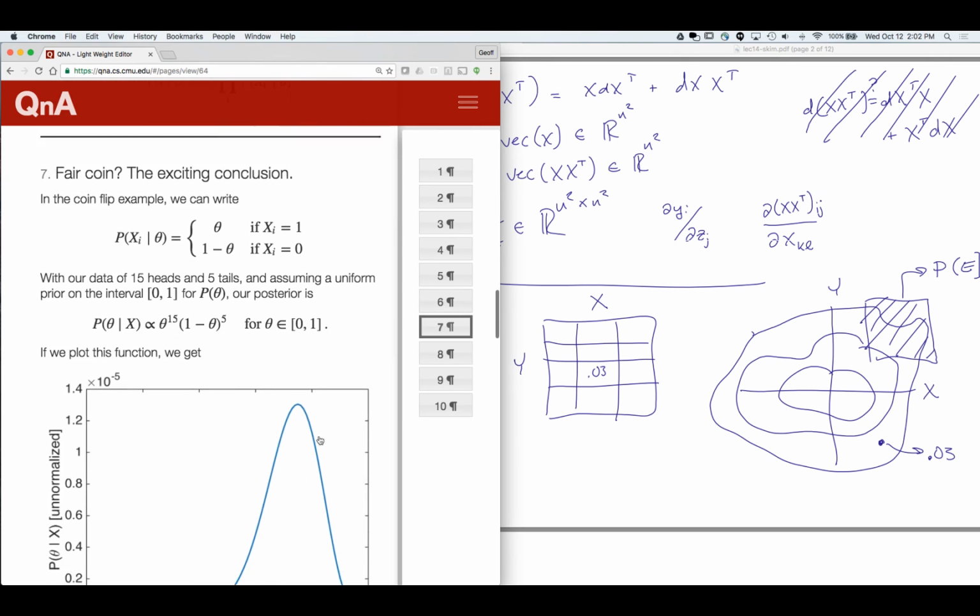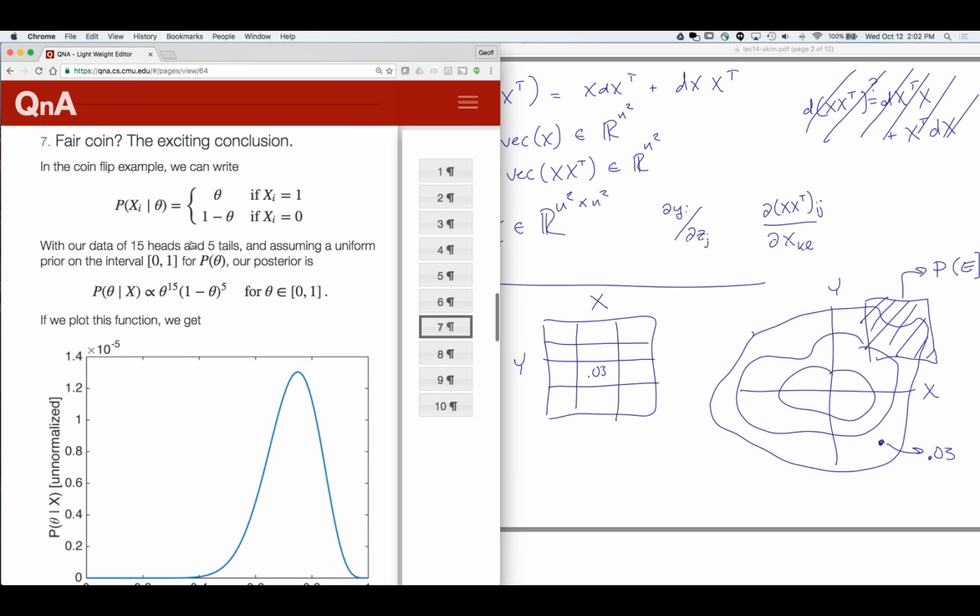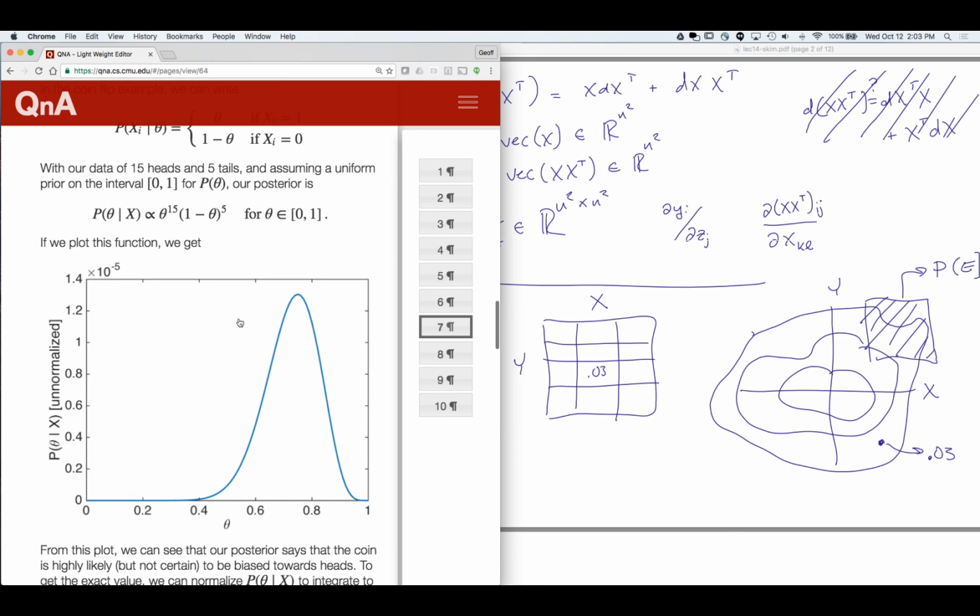So, the exciting conclusion. In the coin flip example, our model was that each coin flip is independent with probability theta if it was heads and 1 minus theta if it was tails. So our data is 15 heads and 5 tails, and let's suppose we have a uniform prior for theta. Then p of theta given x is the prior, which is uniform, so it drops out, times the likelihood, which is 15 copies of theta and 5 copies of 1 minus theta. And if we plot this, it looks like this.